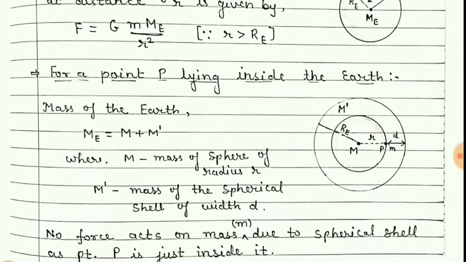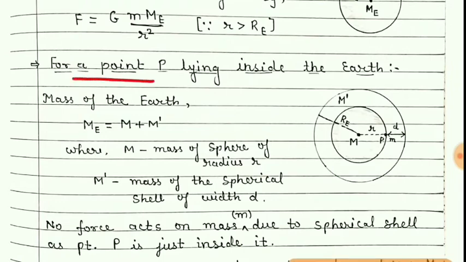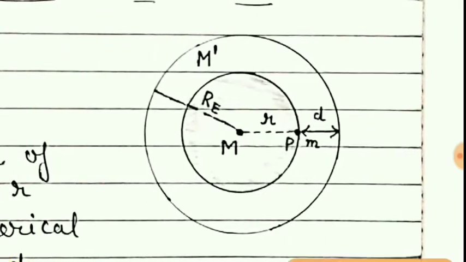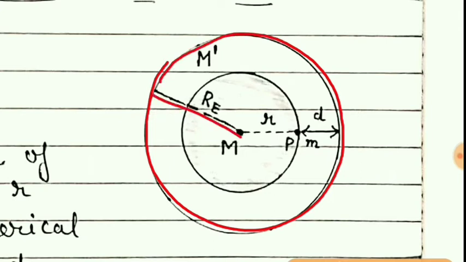Now suppose a point P is lying inside the earth. See the figure. This is the earth, and this is the radius of the earth. Now point P is lying here. It is below the surface of the earth at this much depth. This d is the depth from the surface, and this mass is kept there. So now what is the force acting on that mass due to the earth?